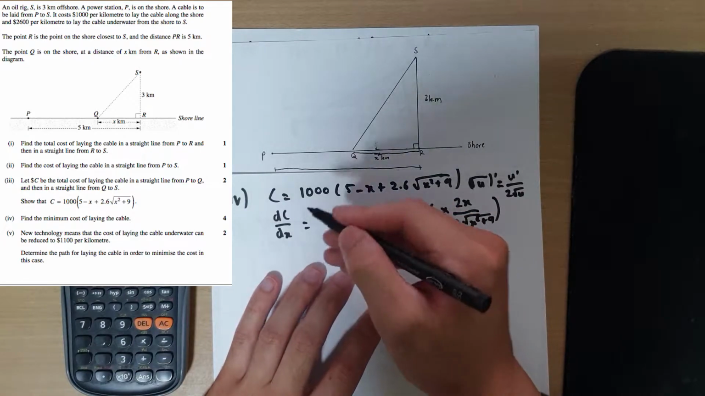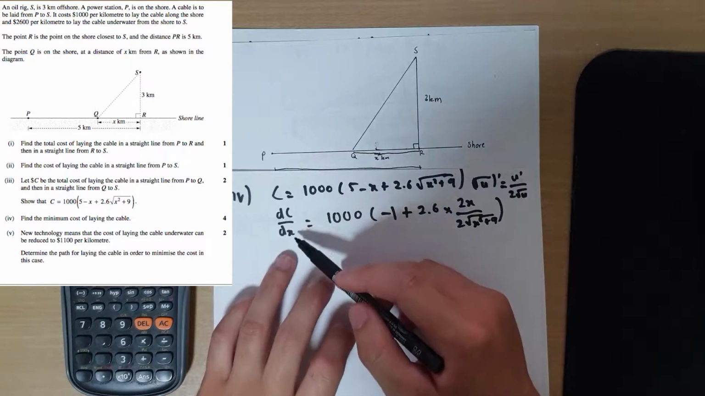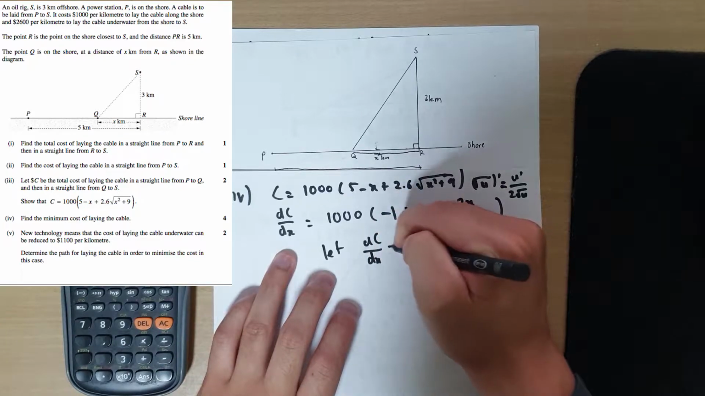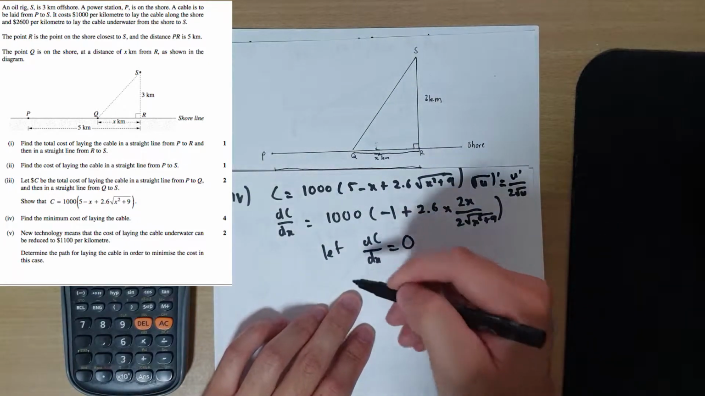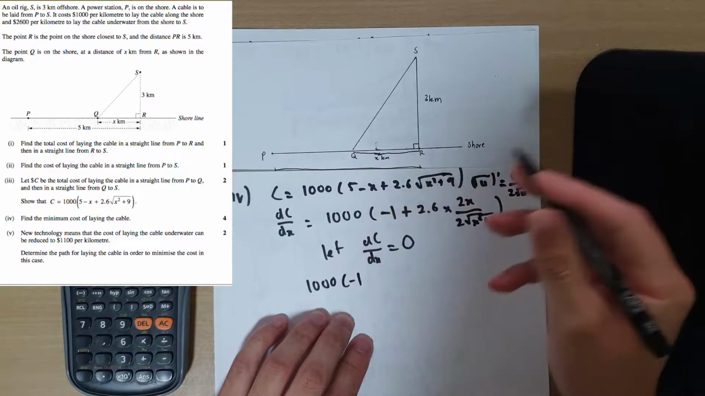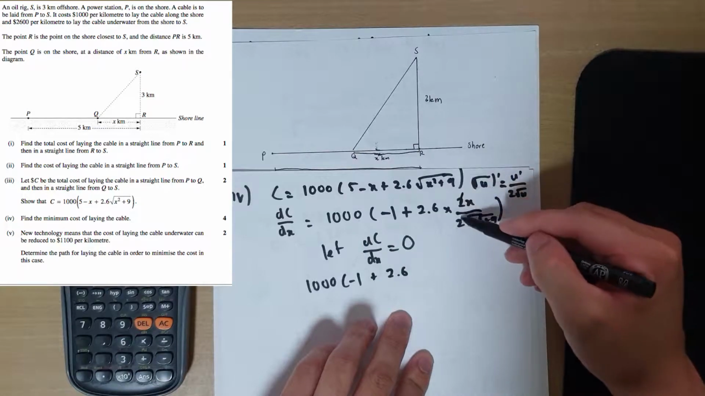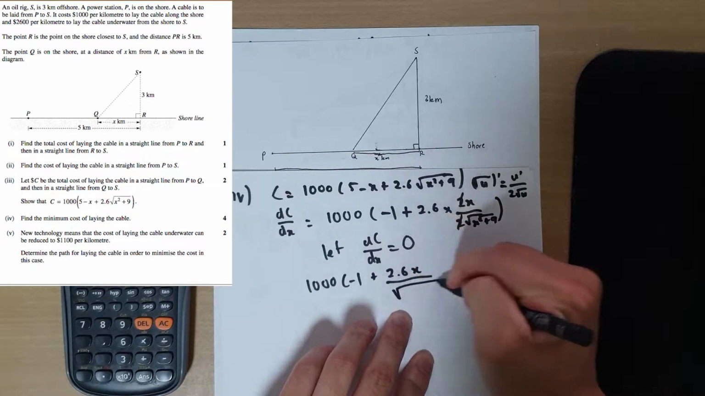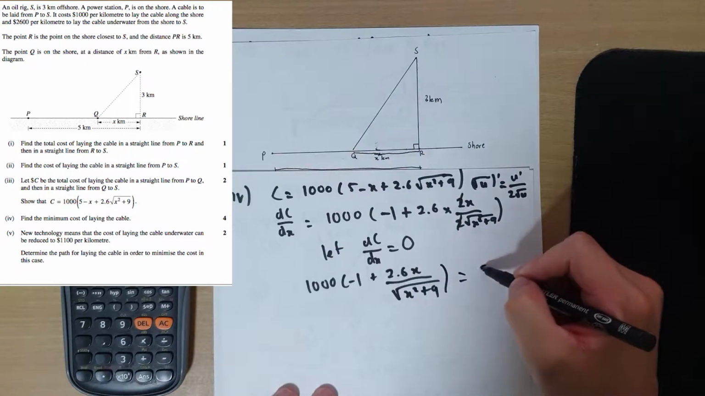So to find the minimum cost, we need to know where our stationary point is. That's when dC/dx equals 0. So let's find that. dC/dx equals 0. Let's rewrite this exactly: minus 1 plus 2.6 times x here. Let's cancel these 2s out, so we're left with x on top, all divided by root x squared plus 9, all equals 0.